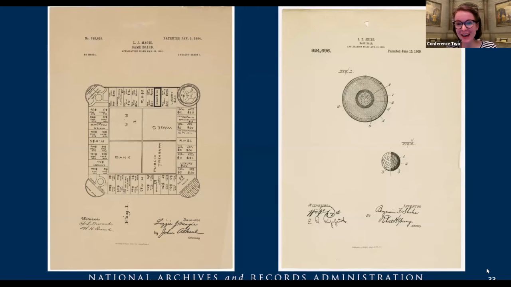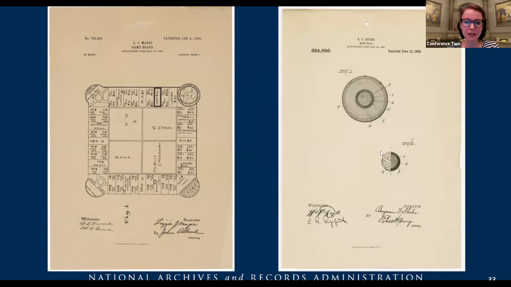Yeah, we're looking at some patents here. Absolutely. So, okay, we've got a patent for a game board that many students may remark looks like Monopoly today. We've also got a baseball on the other side. So what do patents, inventions, games have to do with the Constitution?